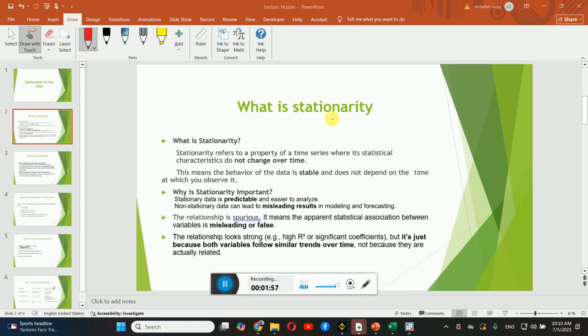Okay, so if it is really important, then what is stationarity, dear students? Stationarity refers to a property of a time series where its statistical characteristics do not change over time. This means if you have time series data at hand and the purpose is to check the relationship between variables, then keep in mind each time series variable has certain statistical characteristics. They should not change over time, right? They should just remain constant over time.